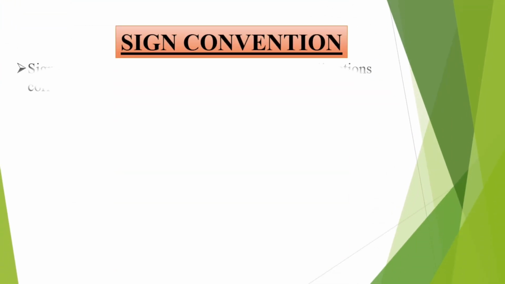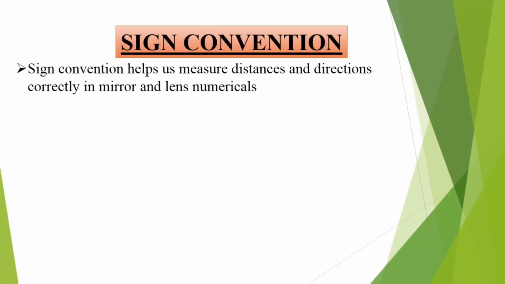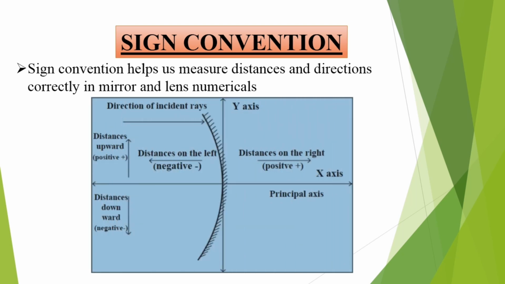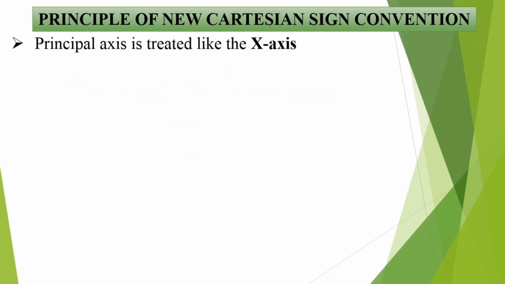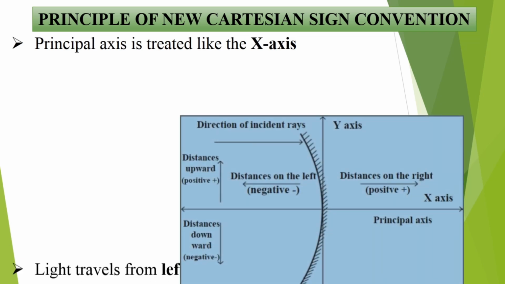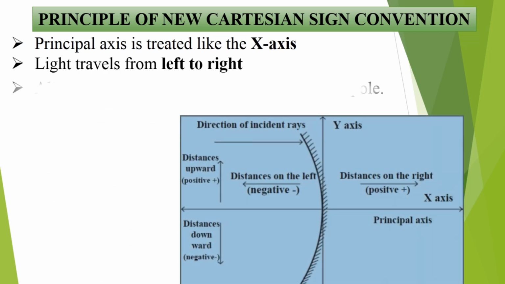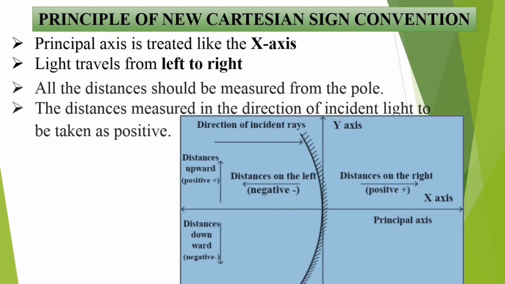To solve mirror and lens numerical problems correctly, we need to follow the new Cartesian sign convention. Here, the principal axis is treated like the x-axis and light is assumed to travel from left to right. All distances are measured from the pole of the mirror.